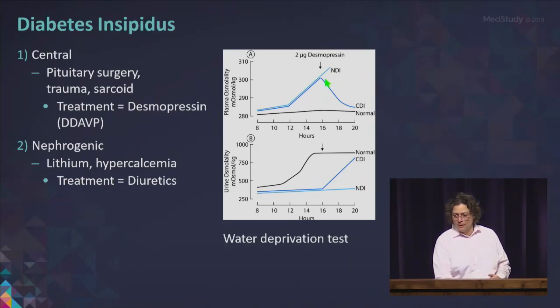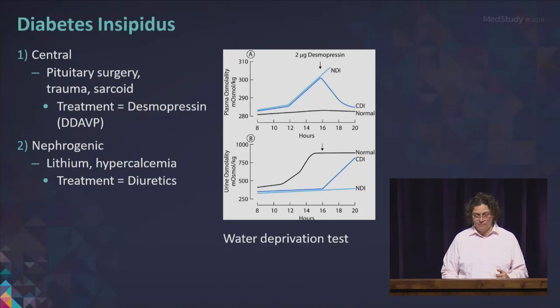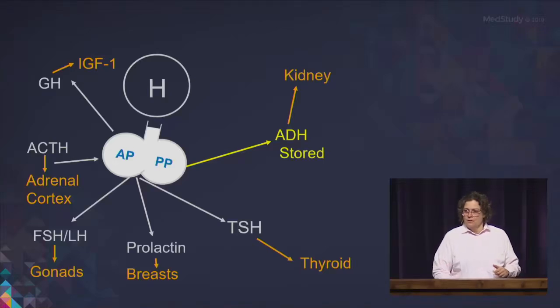And so what does it look like here? As you have limited access to water, your plasma osms will go up. They get the DDAVP, but you'll see that there's no response because this is resistance at the level of the kidney. When there is congenital nephrogenic DI or something like lithium-induced DI, the treatment will be diuretics, and that'll be more in your nephrology section. Make sense? Okay. So now we're going to move on to the anterior pituitary.